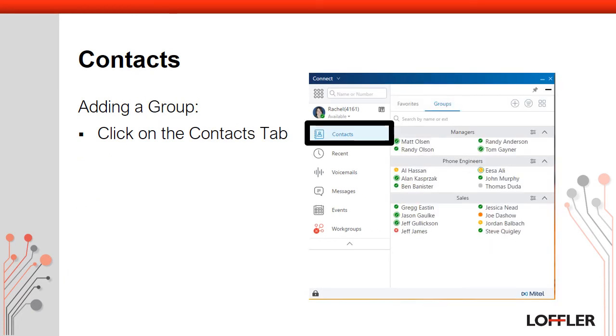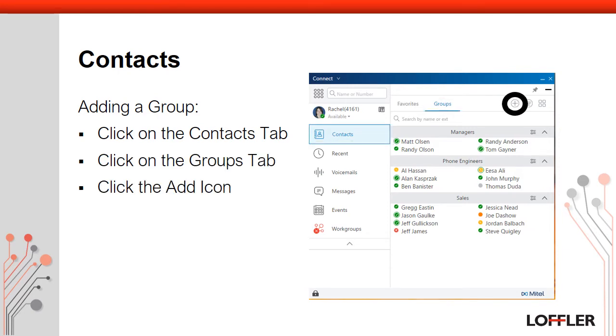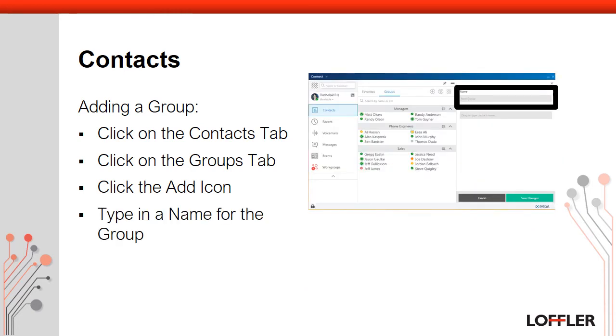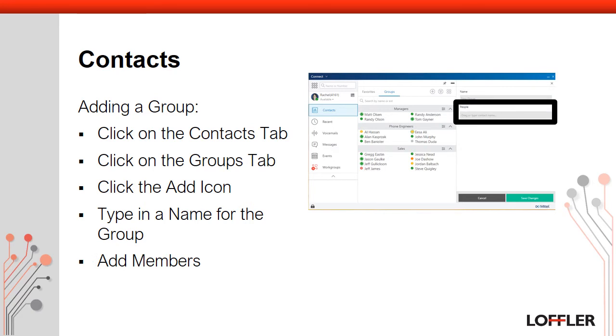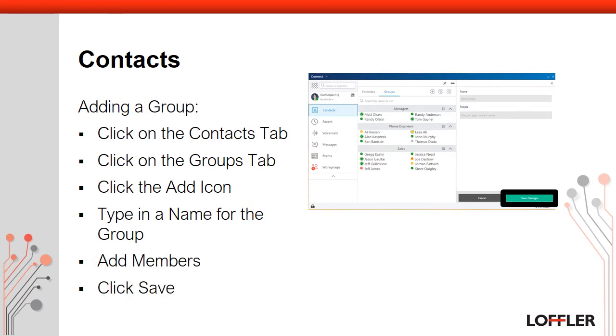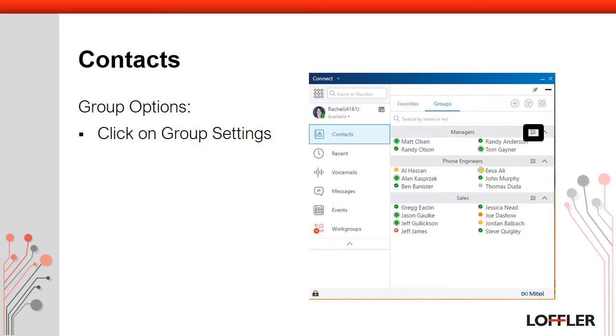To add a group, click the Contacts tab. Click on the Groups tab. Click the Add icon and select New Group. Type in a name for the group. Add members by typing or dragging. And click Save.